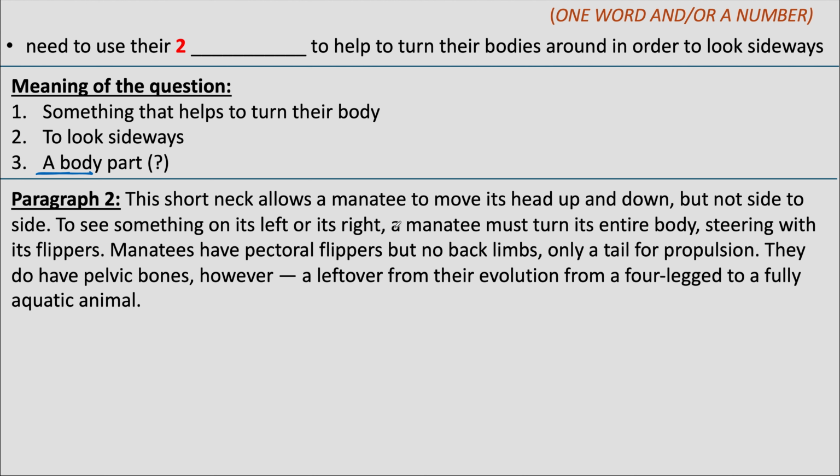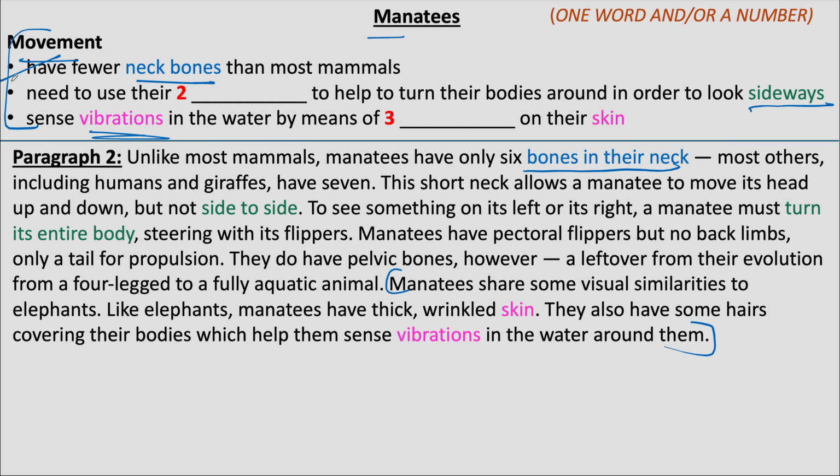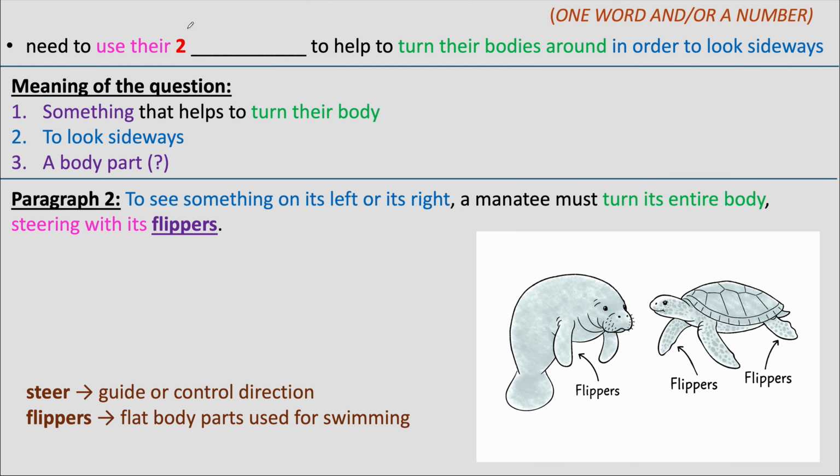In paragraph 2, the second sentence mentions side to side, which looks similar to sideways. But that sentence starts with this short neck. So it is talking about the neck. That means this sentence is connected to the first point about neck bones, not to question 2. The next sentence explains what manatees do instead.